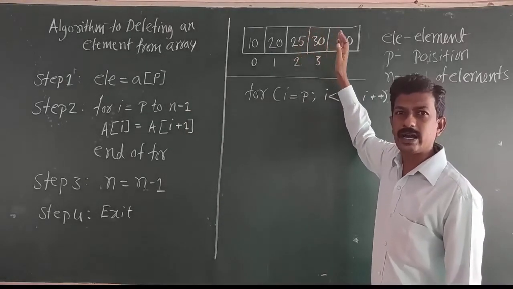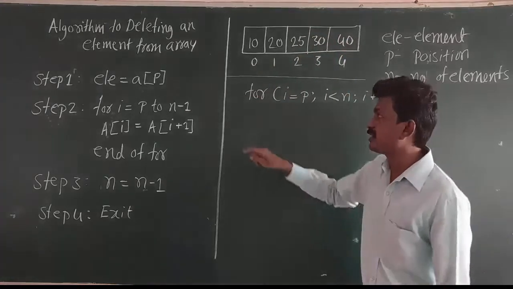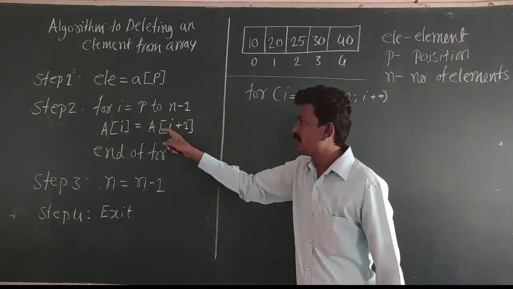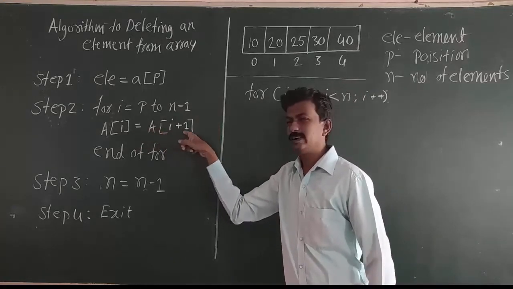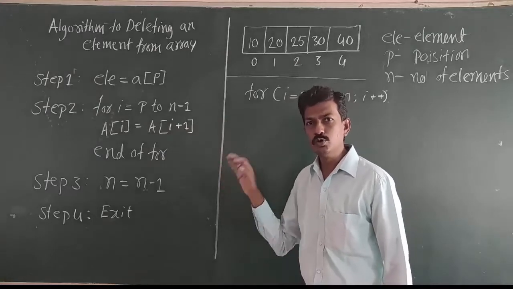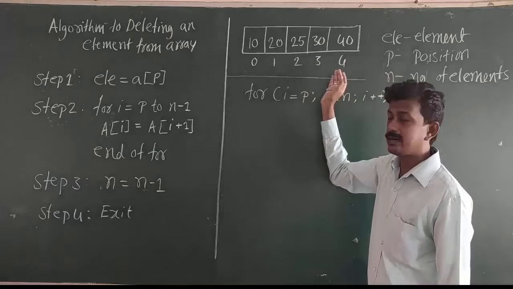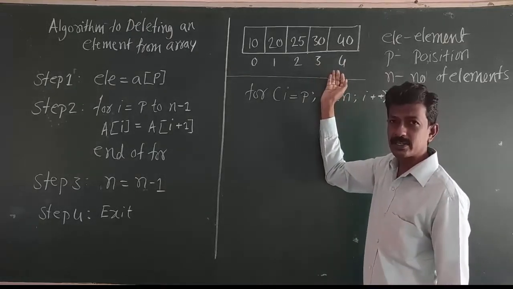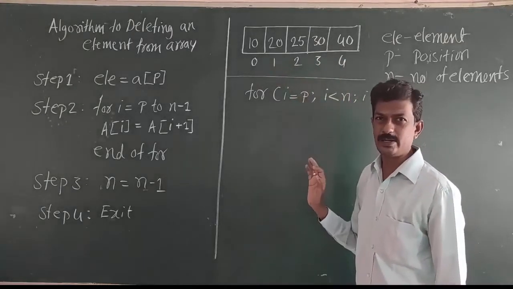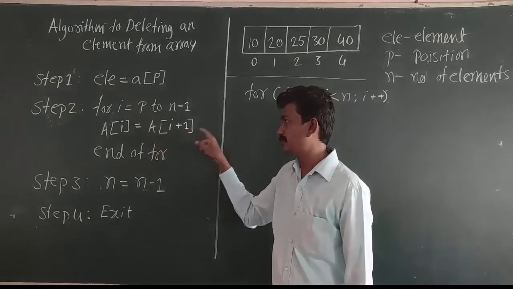For I equal to P to n minus 1 means if you remove the particular element from a given array, all the subsequent elements should be shifted to the previous index. That is done with the help of this for loop. A of I equal to A of I plus 1 simply moves or copies the content of the subsequent array elements into their previous index values.